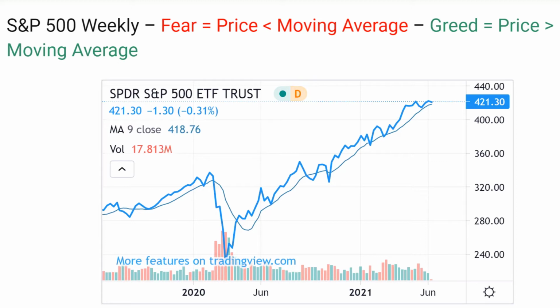When the price is above the moving average indicator, this is bullish, meaning the main price trend is up. Therefore, investors are greedy. When the price line is below the moving average, this indicates fear. As we're using a weekly line chart, we are estimating the long-term trend of the market. This helps you make better long-term investing decisions.